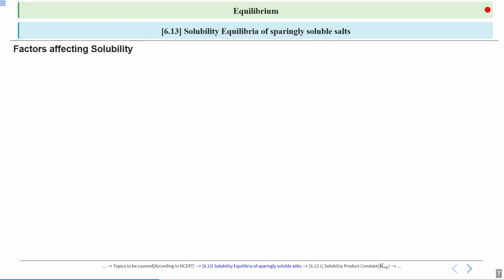Now, what is the relation between these? How can we decide with the help of these two thermodynamic parameters whether our given ionic solid is soluble or not? We will look into that. Before that, let us look at the fourth parameter, which is the nature of the solvent. It is very, very important to understand this part also.